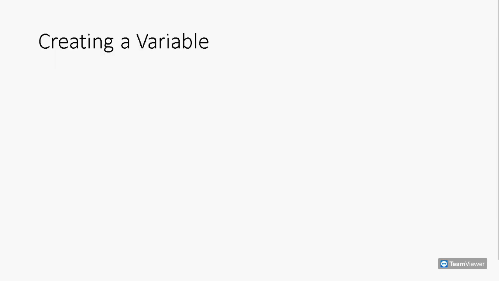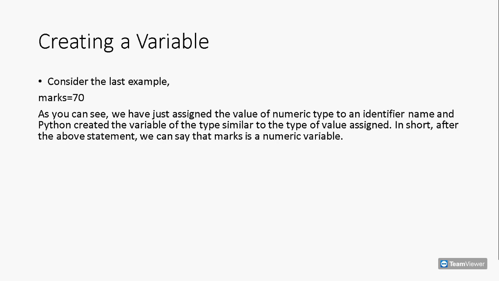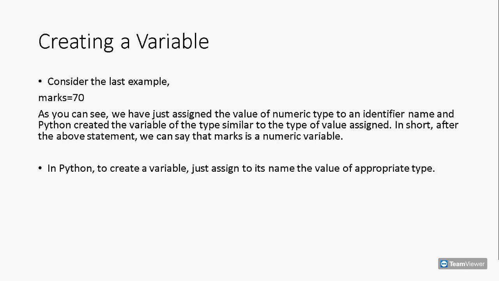Now let's talk about how to create a variable. Consider the last example, marks = 70. As you can see, we have just assigned the numeric type value 70 to an identifier name marks in this case, and Python created the variable of the type similar to the type of the value assigned. In short, after the above statement, we can say that marks is a numeric variable. In Python, to create a variable, we just need to assign its name a value of appropriate type.